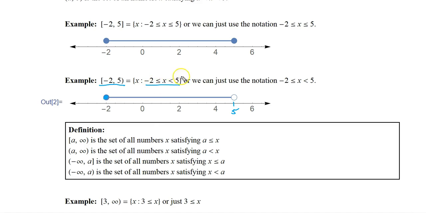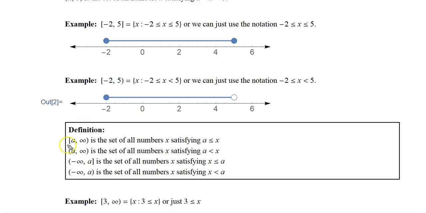So this set would represent numbers like -1.9, -0.5, 1, 2.8, 4.9, 4.99, 4.999, but not 5. Now here's our definition for intervals involving infinity.